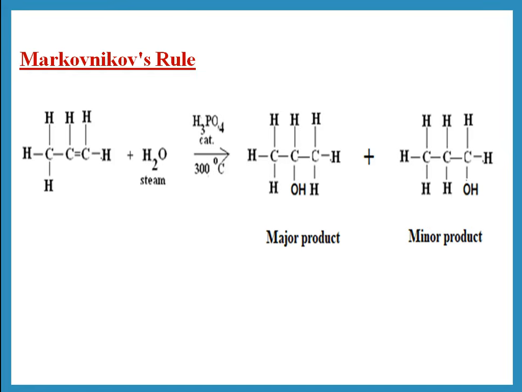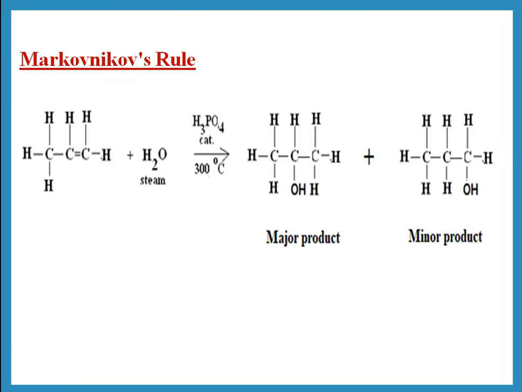Now, where do I put the hydrogen and where do I put the OH, or where do I put the hydrogen and where do I put the Br? This follows what we call Markovnikov's rule. When we have something like propene and we have something like water, which is HOH, or HBr, there are two possibilities. Remember that the water breaks up to form H and OH, so I'm supposed to add H and OH to the two carbons that have the double bond. Now, where am I going to put them?